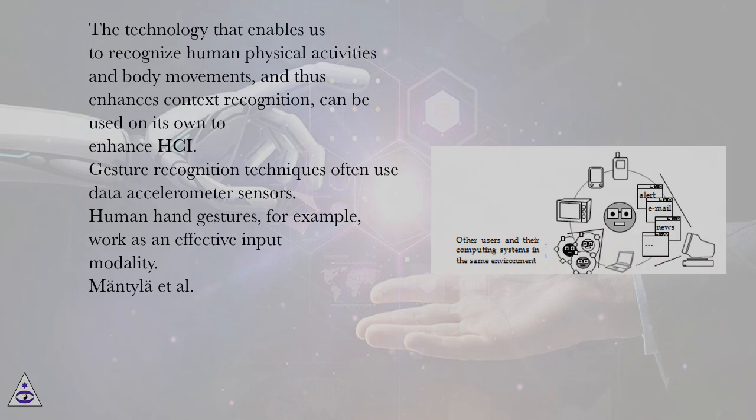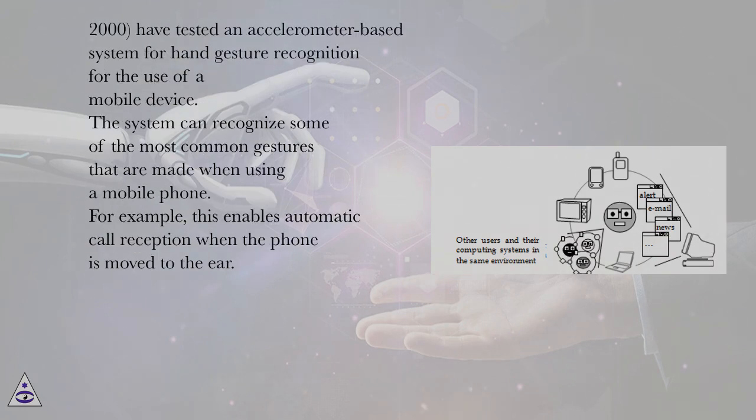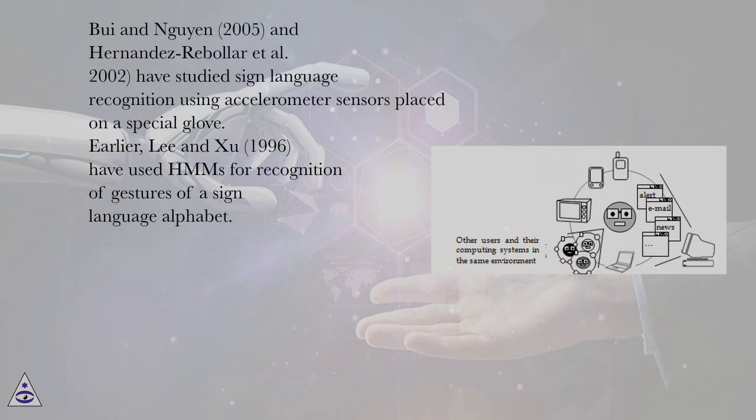Mäntyjärvi et al. 2000, have tested an accelerometer-based system for hand gesture recognition for the use of a mobile device. The system can recognize some of the most common gestures that are made when using a mobile phone. For example, this enables automatic call reception when the phone is moved to the ear. Bui and Wen, 2005, and Hernandez-Rebollar et al. 2002, have studied sign language recognition using accelerometer sensors placed on a special glove. Earlier, Li and Xu, 1996, have used HMMs for recognition of gestures of a sign language alphabet.